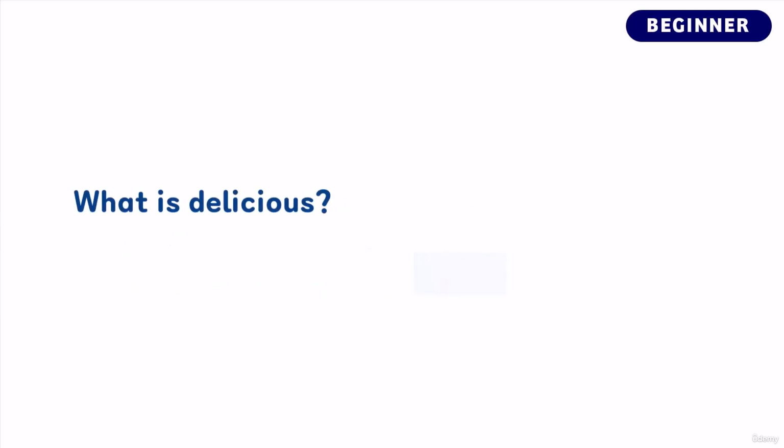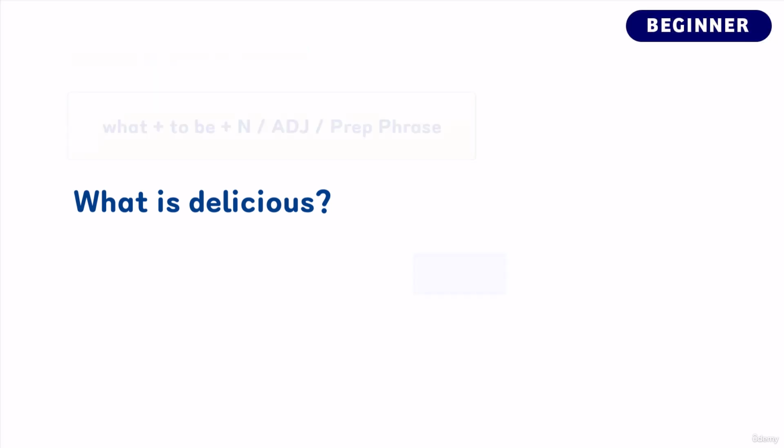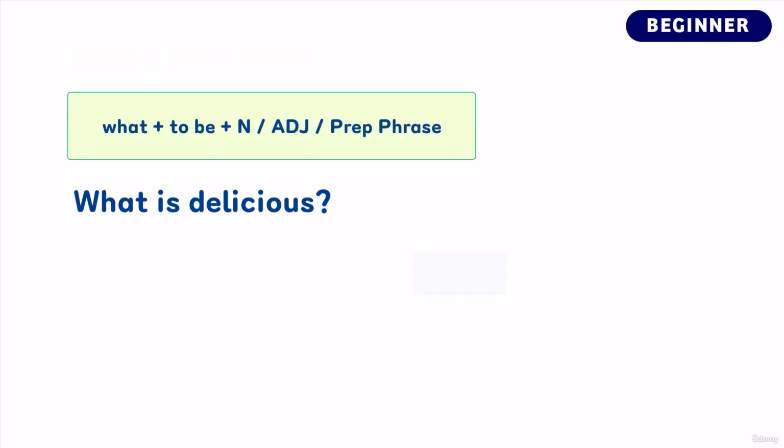Let's first take a look at an example question that uses what. What is delicious? We can use what to ask for information about people or things. And in this question, we are asking about the object that is delicious. The general structure of a WH word question is a WH word, the verb to be, and then we can have a noun, an adjective, or a prepositional phrase. In this question, we have the adjective delicious.